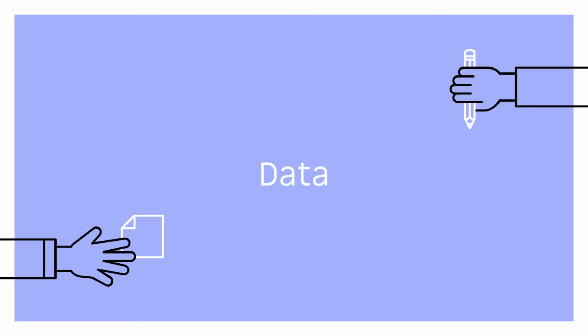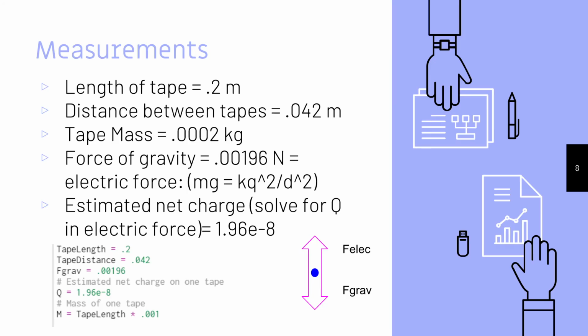Now going into the data portion of the lab. From the initial measurements, we get that our estimated net charge on the tape is 1.96 times 10 to the negative eighth coulombs, which we calculate from setting the gravitational force and electric force formulas equal to each other, giving us mg equals kq squared over d squared and solving for q.